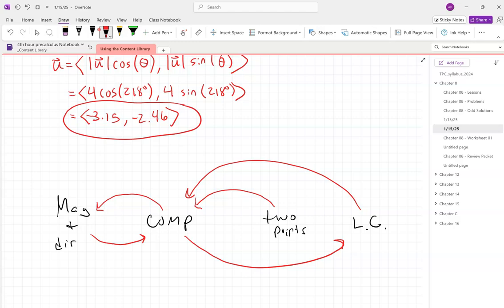Is that a C or a G? It's LC for linear combination form. That's that ai plus bj form that we talked about in 8.2. I think we did that. With the unit vectors attached to it.